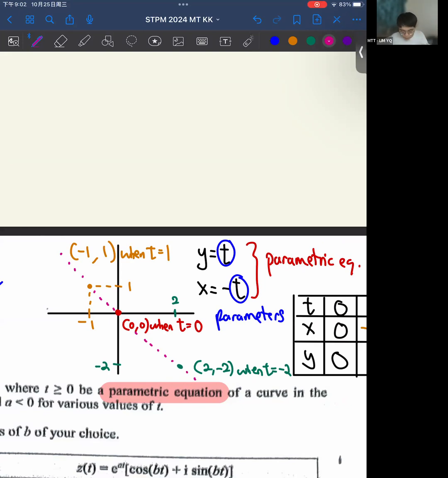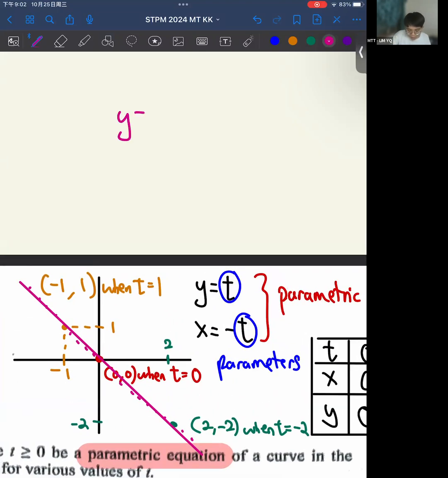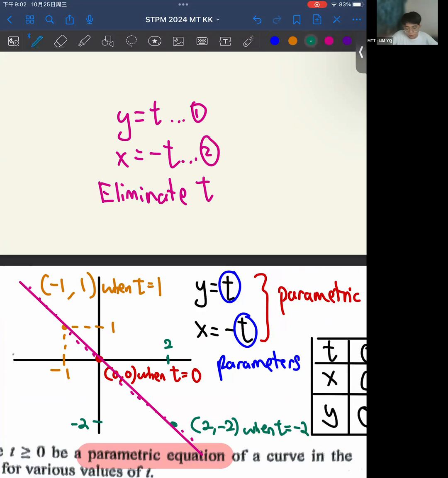Now, this line is actually what, when we use the Cartesian equation? How do we prove it? y equals t, x equals negative t. If we want to eliminate t, what does it mean to eliminate? We want to make t disappear. We don't want t. So how? Equation 1, equation 2. Substitute t equals y into equation 2. Sub 1 into 2.